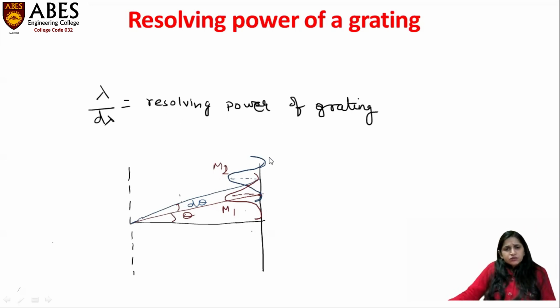So to derive the expression for resolving power, let us draw a diagram. This is the slit. Suppose this is the grating, and this is the screen on which the two maxima M1 and M2 are forming at angles theta and theta plus d theta. With the help of these two, we are going to derive the expression for lambda upon d lambda.